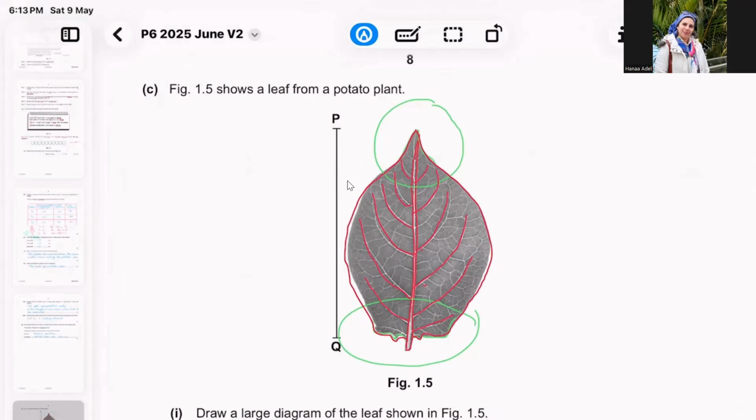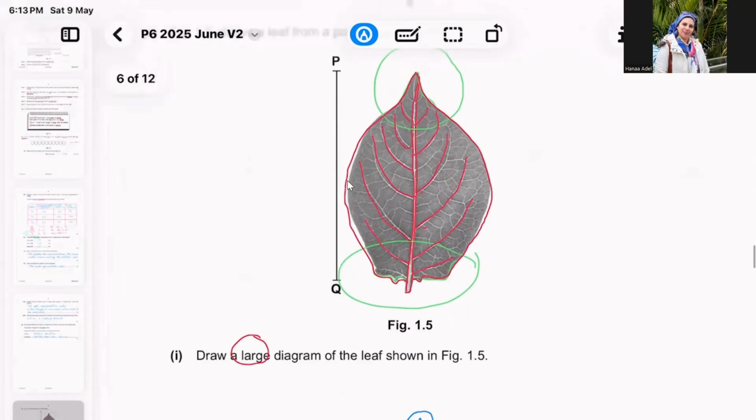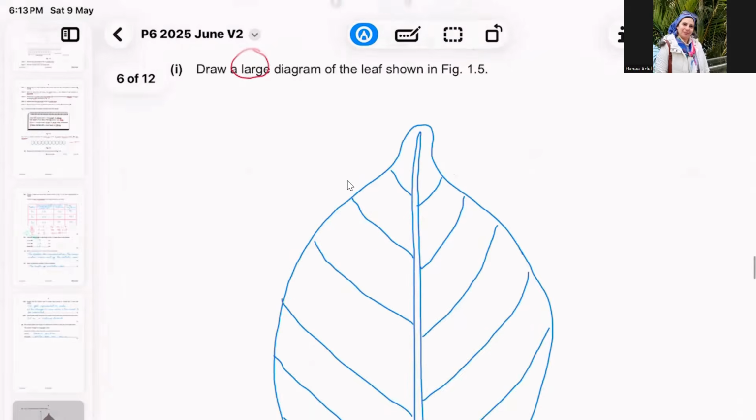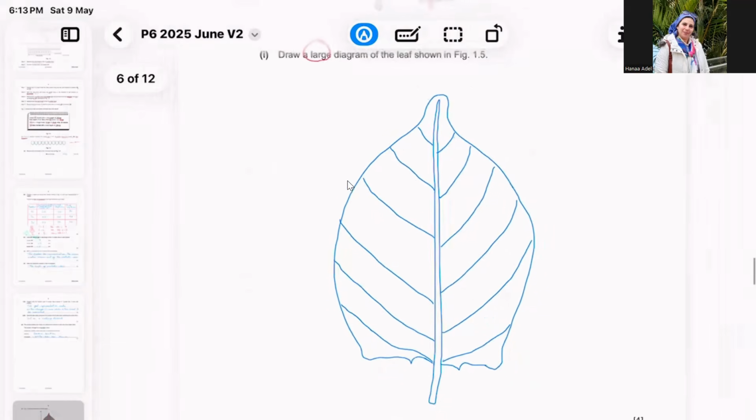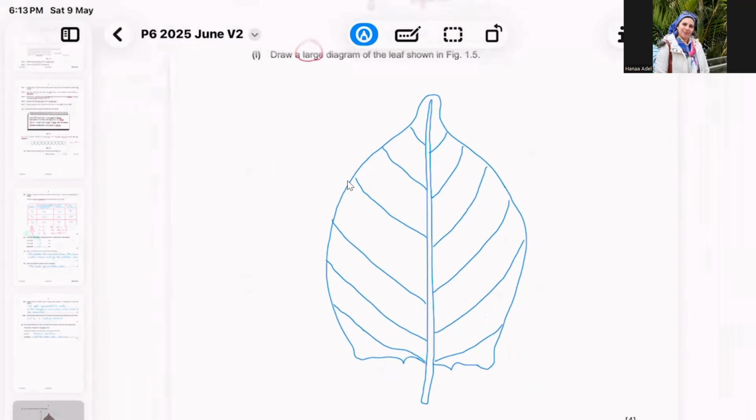So you have to draw it large in size. This one is one mark for the diagram size, and the second one for the outline, not a feathery drawing, not a broken line, and 2 other details about the diagram. This is my drawing about the details that I need.